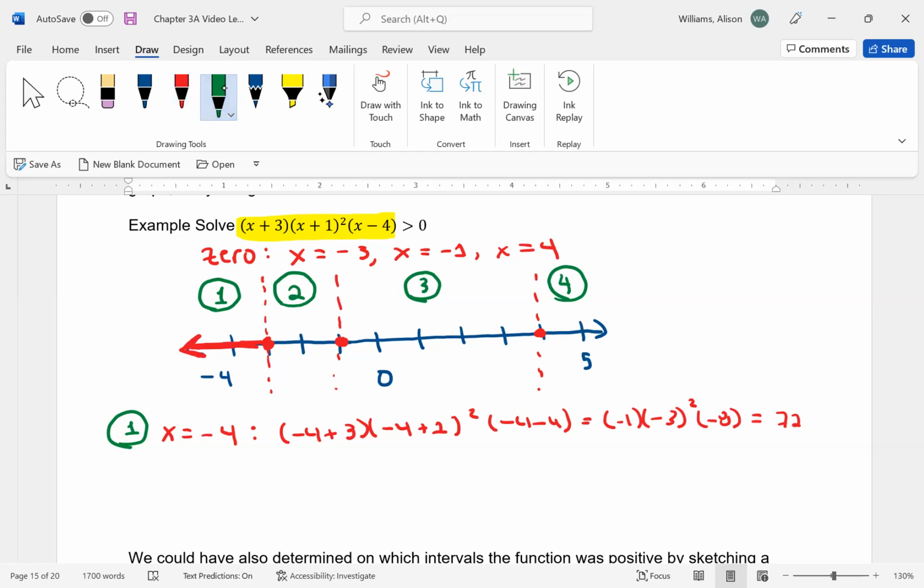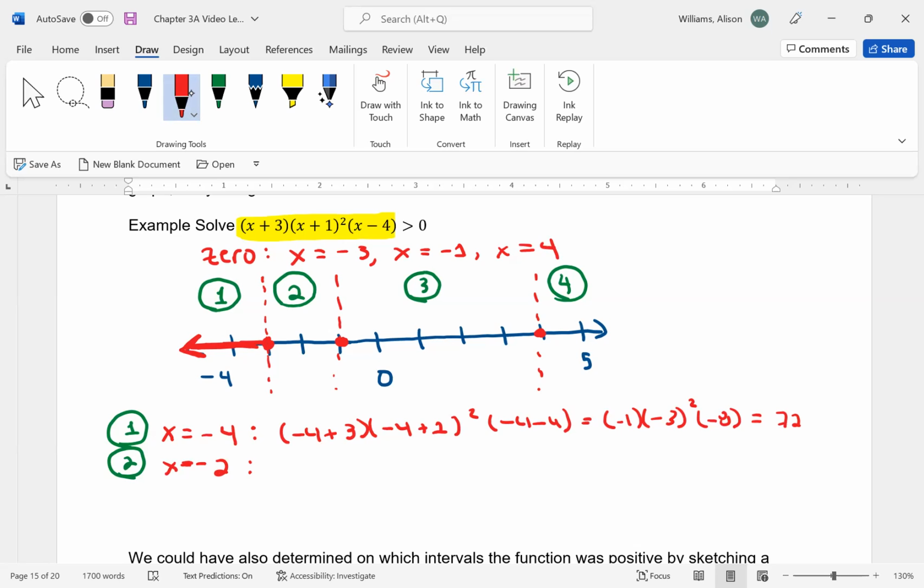All right, let's check region 2. So let's pick a number in region 2. So region 2 is between -3 and -1. So to me, the perfect number to pick would be -2, right? This number right here, right in between -3 and -1. Yeah, that works out really well.